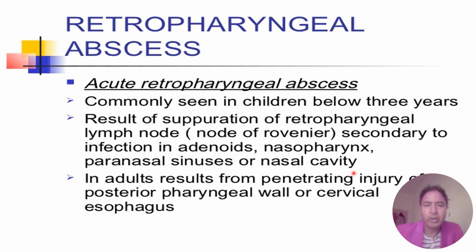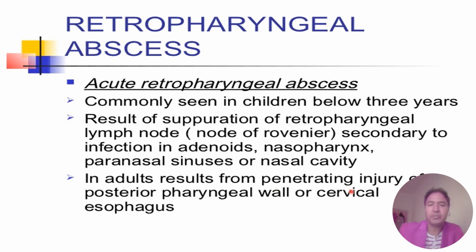So what are the neighbors of this node of Rouviere? It has several neighbors. Adenoid is one neighbor, so infection comes from the adenoid. Adenoid lies very close to the nasopharynx, so the nasopharynx is another source. Paranasal sinuses are another source, and the nasal cavity is another source.